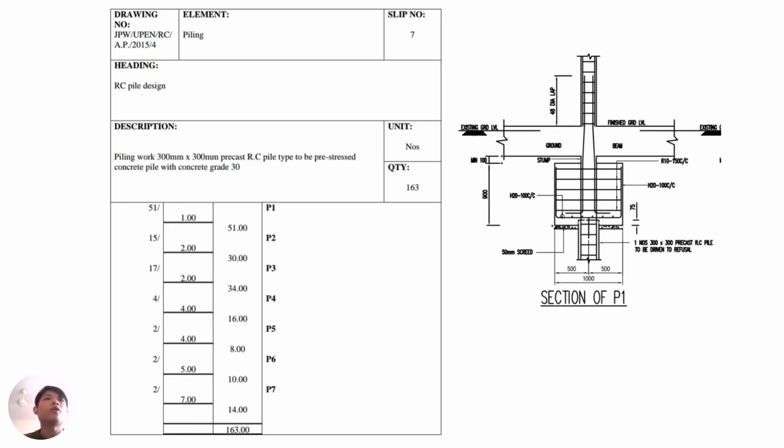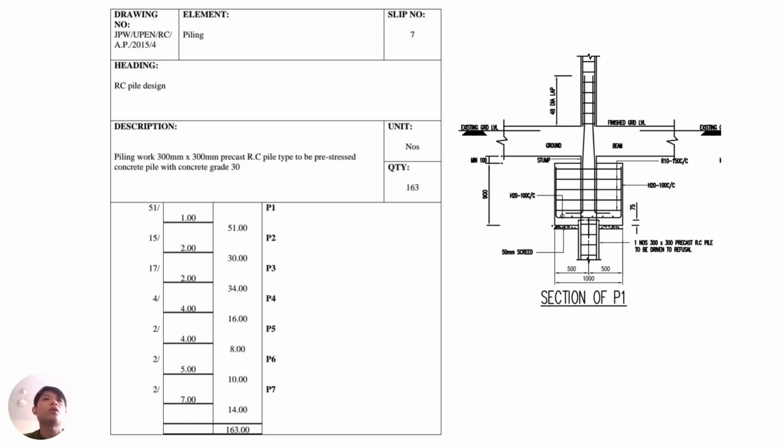Then we'll go for the piling work, 300 millimeters by 300 millimeters precast reinforced concrete pile type with the concrete grade 30. So at the center column here, we can see that there is a number 1, 2, 4, 5, 7. Where can we find it? Okay, you can see on the right side of the figure, there's a note 300 times 300 precast reinforced concrete pile. You can find the number over here. This is an example of the section P1. There is given that one note.